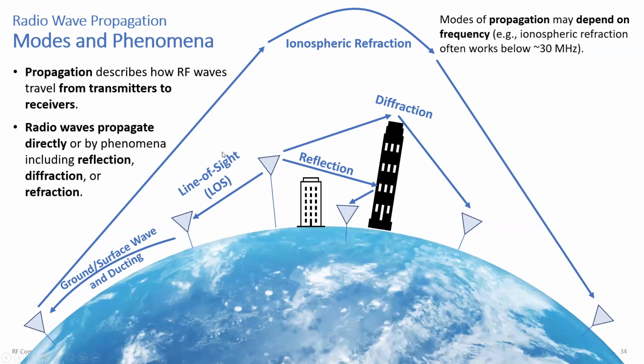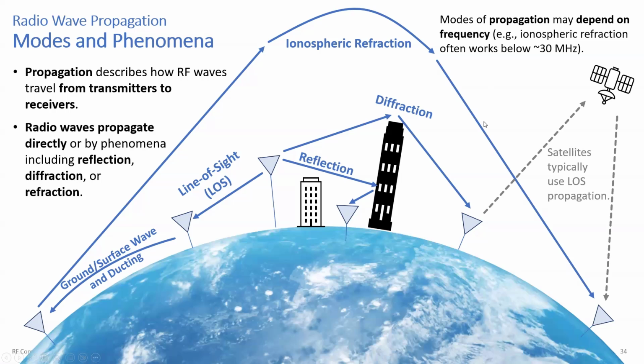These modes of propagation depend on frequency. The diffraction that you get or this ionospheric refraction depend on what frequency you're transmitting at. For example, ionospheric refraction often works well below 30 megahertz. Sometimes that's restricted to maybe 28, 27, 26 megahertz, depending on the ionospheric conditions. Those are different terms you'll hear when people talk about propagation of radio waves.